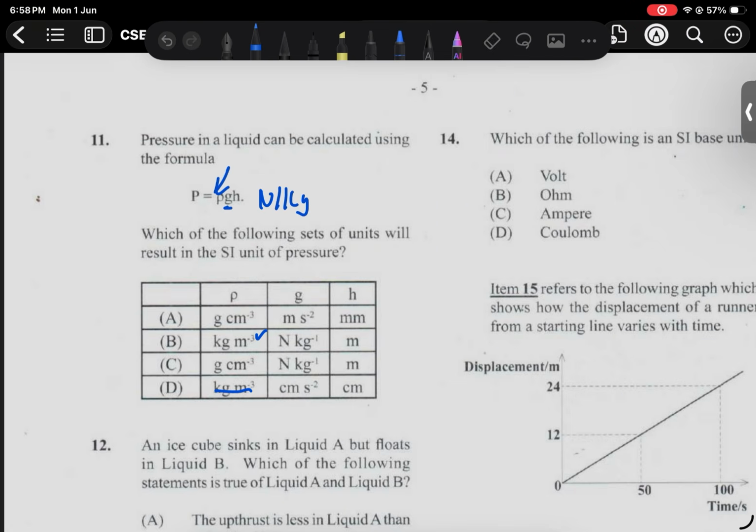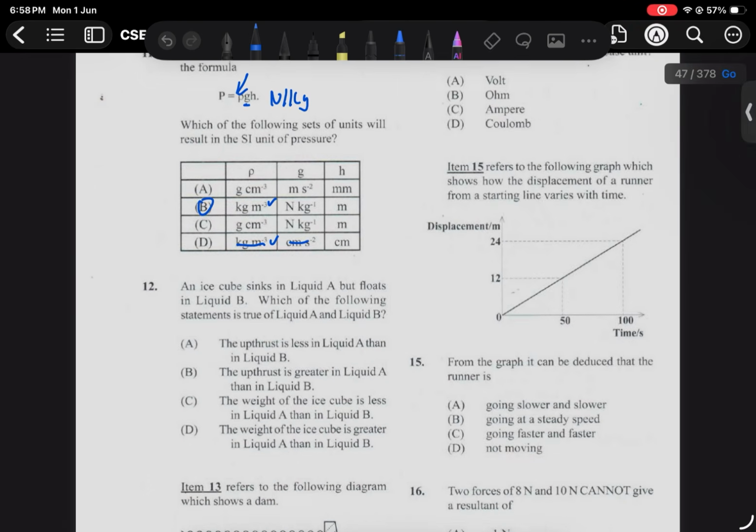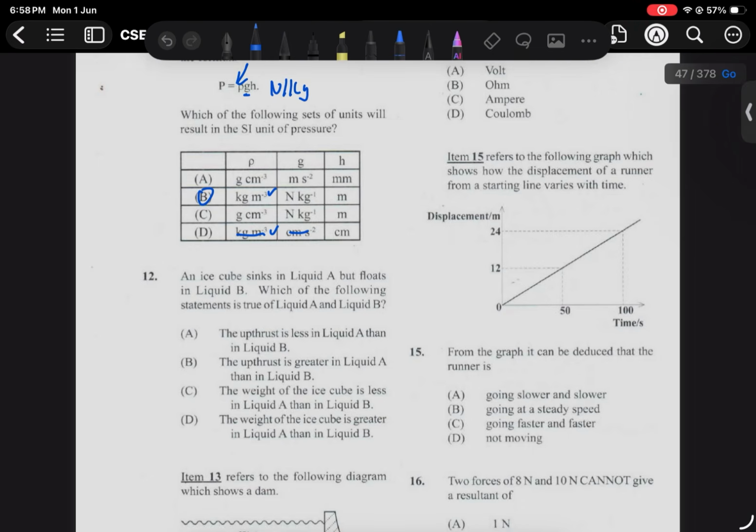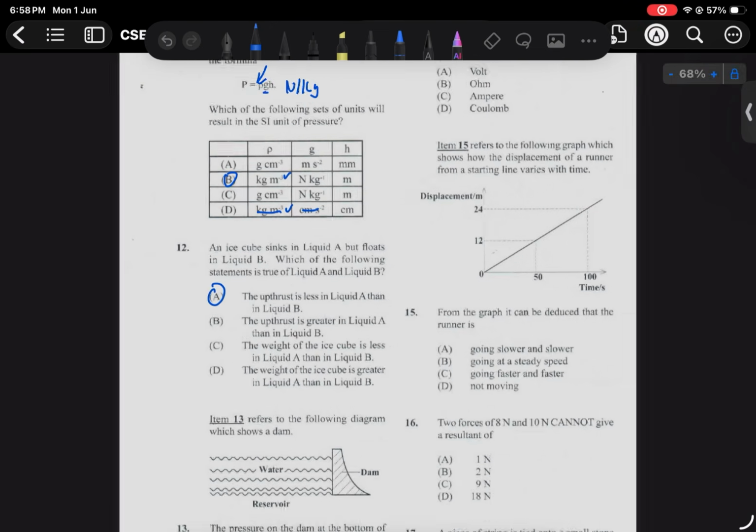So this is correct, but this is wrong, so it's B. And then the height would be in meters. An ice cube sinks in liquid A but floats in liquid B. Which of the following statements is true of liquid A and B? This is also a repeat question. The upthrust is less in liquid A than in B.